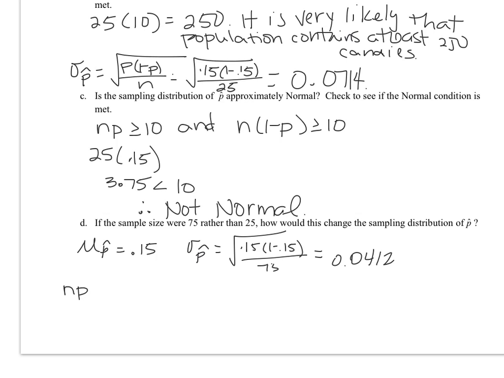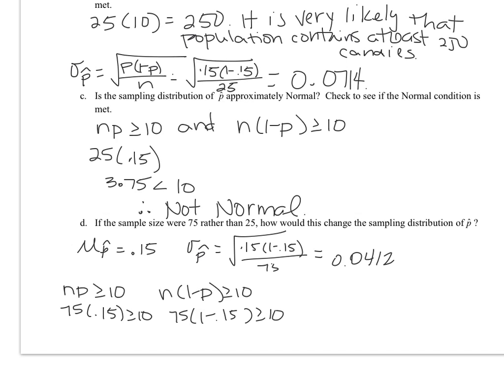And now let's go ahead and check and see what about normal. So N times P is greater than or equal to 10. N times 1 minus P is greater than or equal to 10. So this would be 0.15... Okay, so 75 times 0.15 is greater than or equal to 10. And then we need to check 75 times 1 minus 0.15. See if it's greater than or equal to 10.